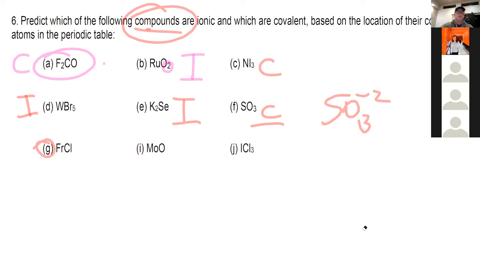Now this is an interesting one. What do we call MoO? What element is Mo? Molybdenum. Yeah, I have trouble with that one too. So is that a metal or a non-metal? A metal. That is a metal. So do we have an ionic or covalent compound? It's ionic.